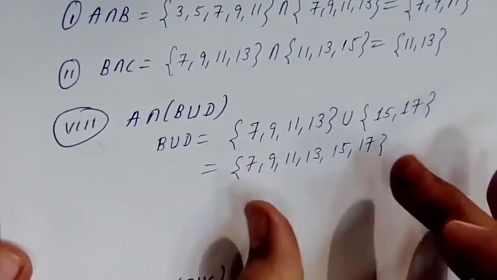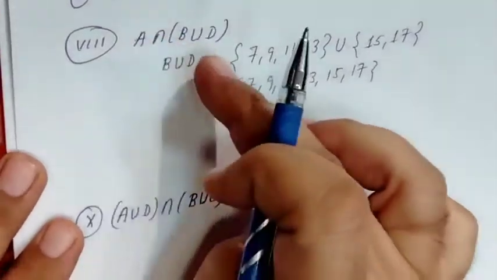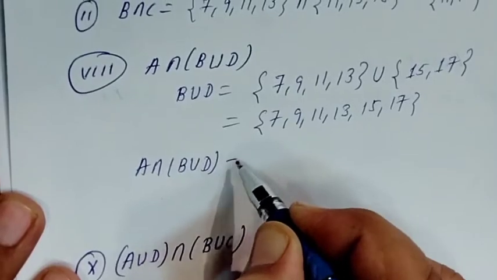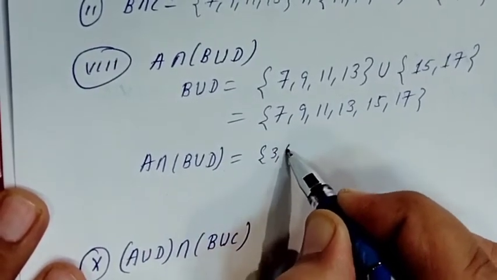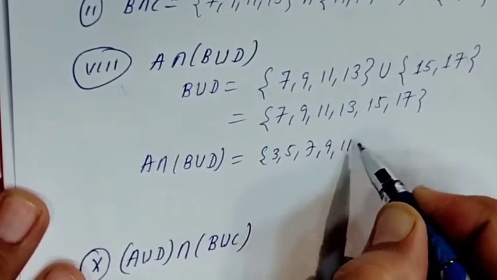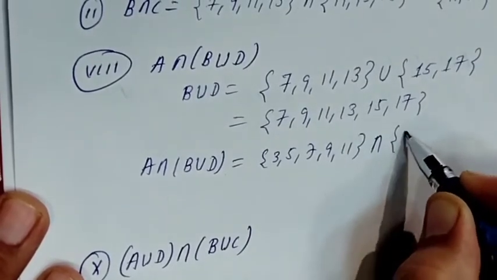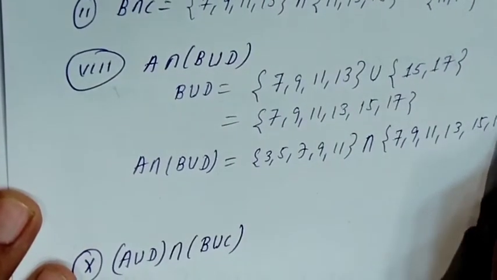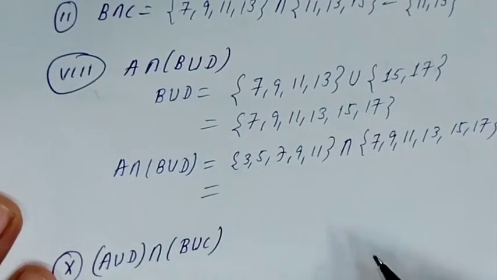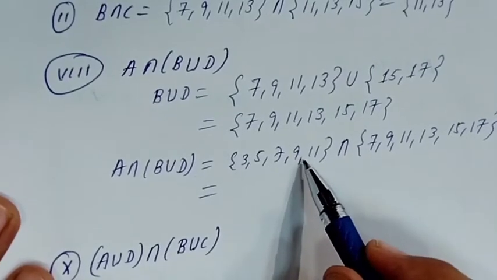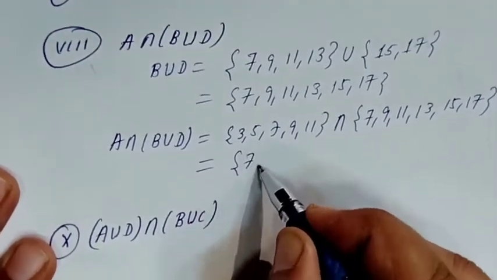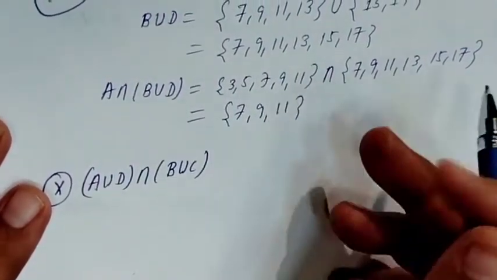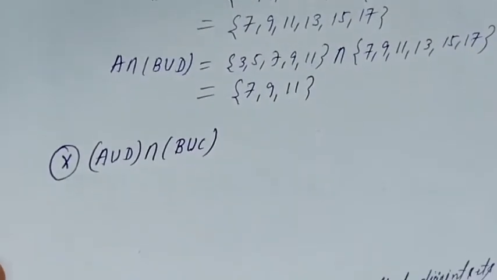Okay. Now we have to find the intersection of A and this result. So A intersection (B union D) is 3, 5, 7, 9, 11 intersection 7, 9, 11, 13, 15, 17. So what are the common elements? I can see 7, 9, 11 are common elements. Only 3 elements are common in these two sets.